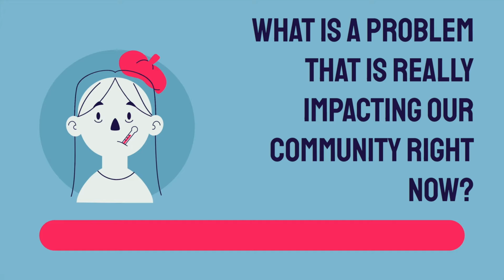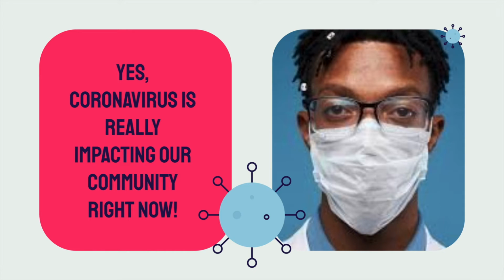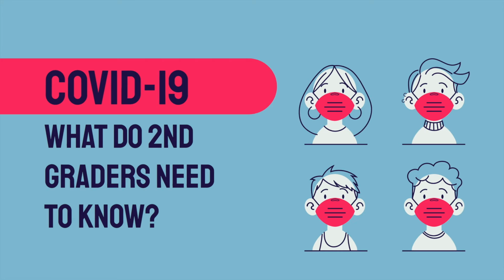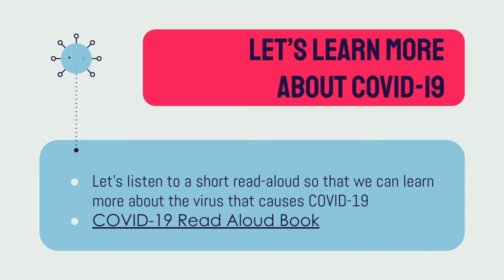What is a problem that is really impacting our community right now? I want you to think. If you said coronavirus, you are correct. Coronavirus is really impacting our community right now. We want to know, what do second graders need to know about COVID-19? Let's listen to a short read aloud so that we can learn more about the virus that causes COVID-19.